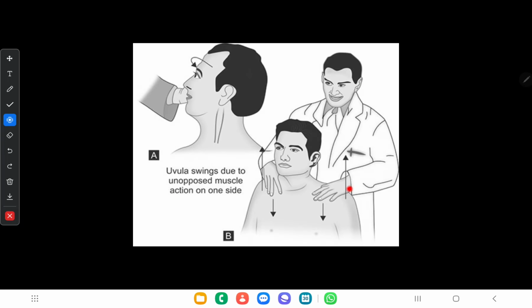Here is the way the trapezius muscle action is checked. Ask the patient to elevate his shoulders, and the examiner applies resistance against the action done by the patient. Then you can check the muscle integrity, and thereby come to a conclusion whether there is any nerve lesion or not.